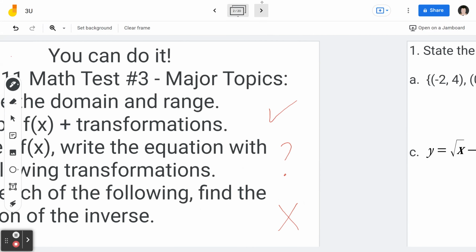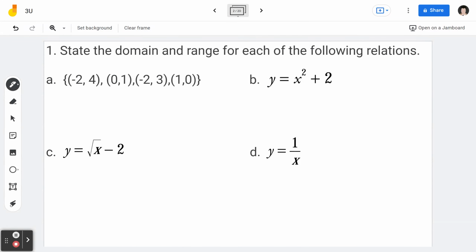Let's begin. Number one, state the domain and range for each of the following relations. So be mindful, anything you can graph, anything that we can give you in the form of an equation, they're all relations, but not all relations will be a function. And of course, every function will be a relation.